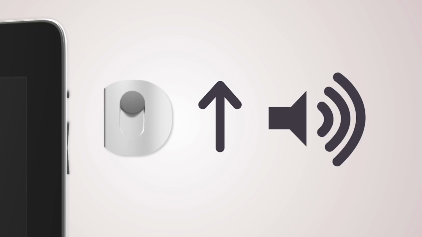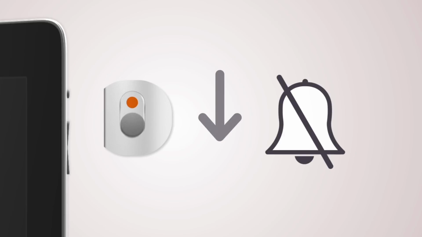When sounds are enabled, the button is in the top or up orientation. To disable all sounds, slide the button down. You'll notice a small orange color indicator behind the switch. This indicates that all sounds have been muted.